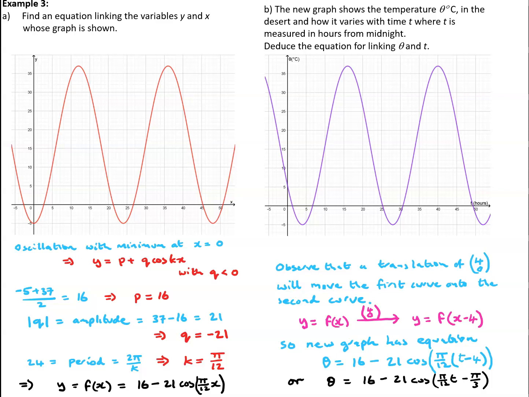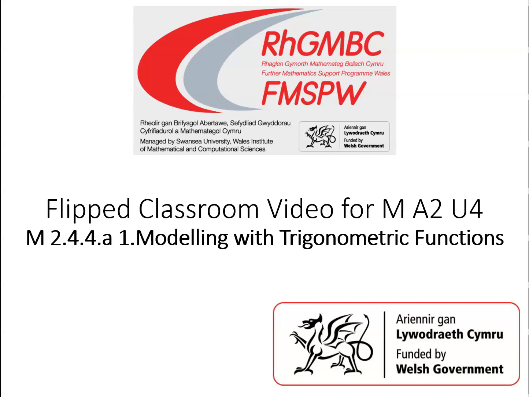So we've seen that using the trig functions we can get some useful mathematical models of naturally occurring phenomena.